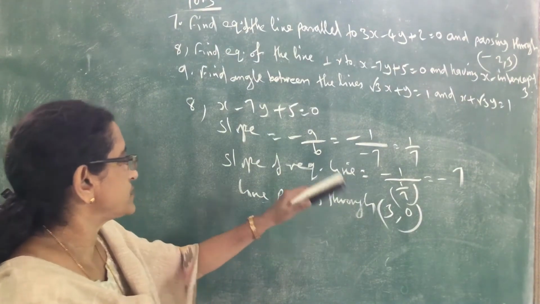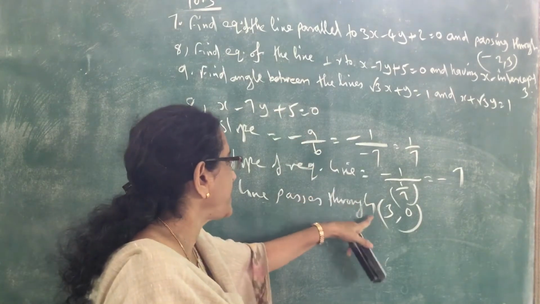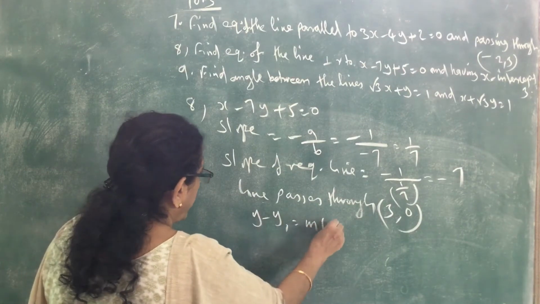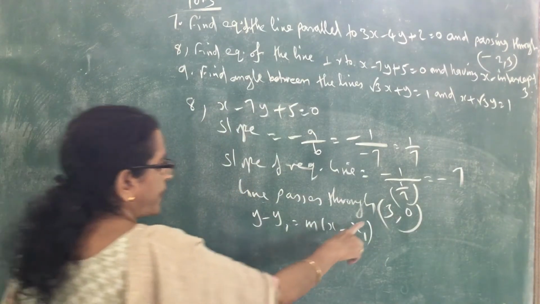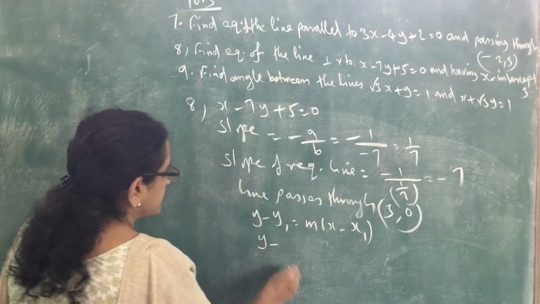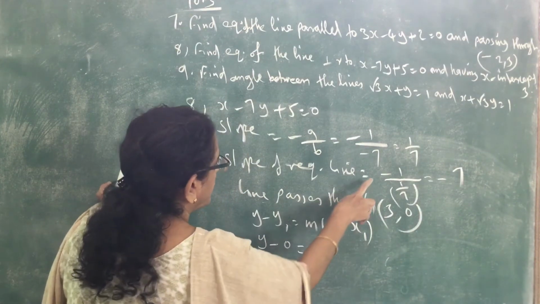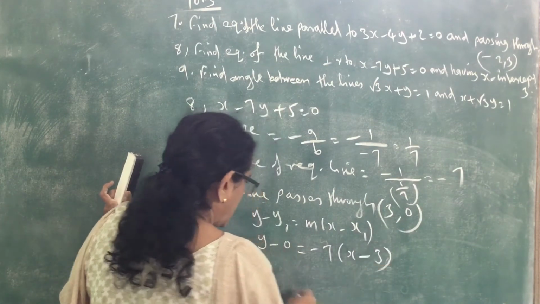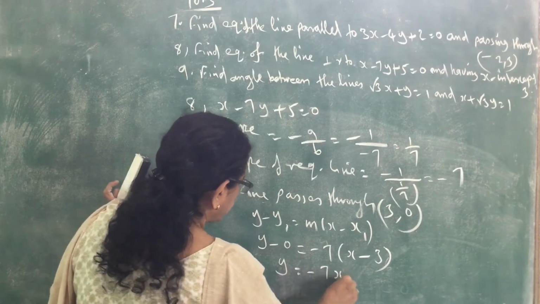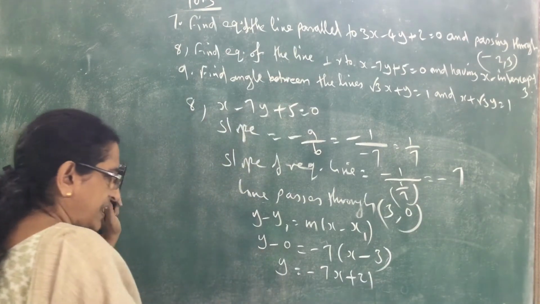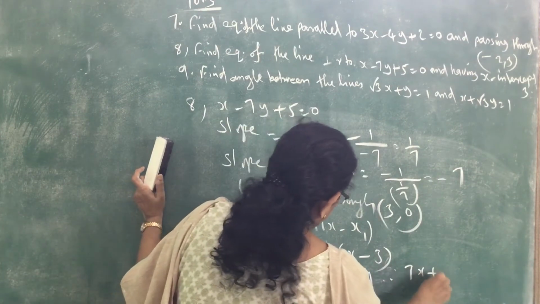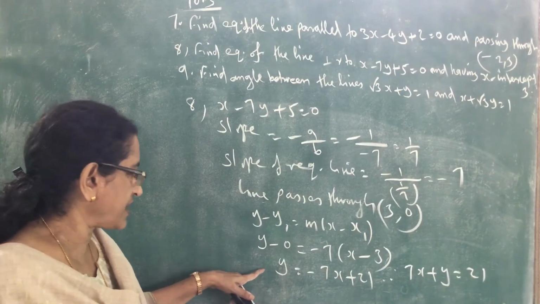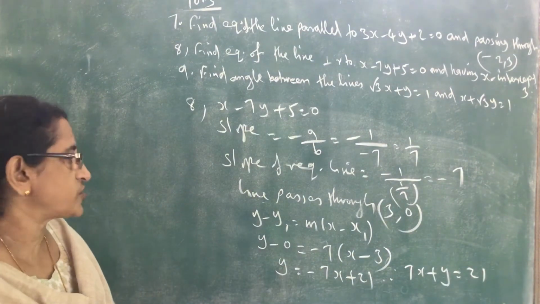Now we can find using the point slope form. Same form we can use. So y minus y1 equal to m into x minus x1. This is the point x1, y1. So y minus 0 equal to slope, that is minus 7, into x minus 3. So y equal to negative 7x plus 21. Take 7x to this side, so 7x plus y equal to 21. So that is the equation of the line.